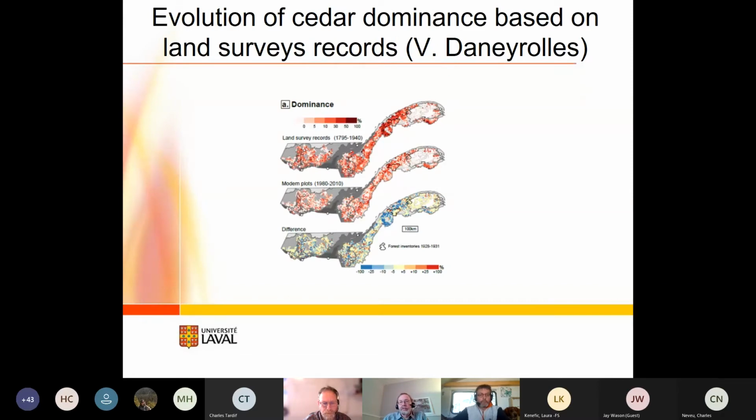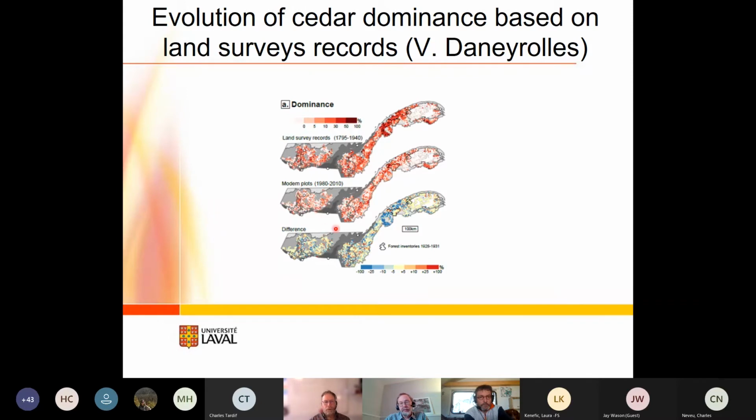So the first study that I'll be discussing here is about the evolution of cedar dominance. For this, we used land survey records that were done prior to industrial forestry. So we studied land survey records that were conducted prior to 1940. And if you look at the first map here, you will see that the cedar was quite abundant in many places in southern Quebec. The lower St. Lawrence was a region where it was quite abundant. And here, when we talk about dominance, it means that cedar was reported as the first species in the stand.